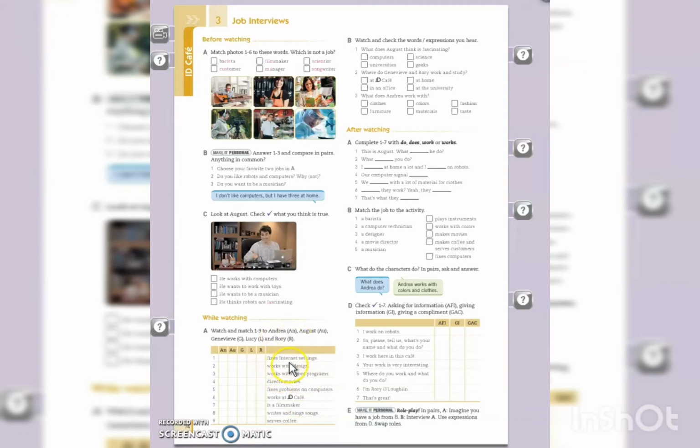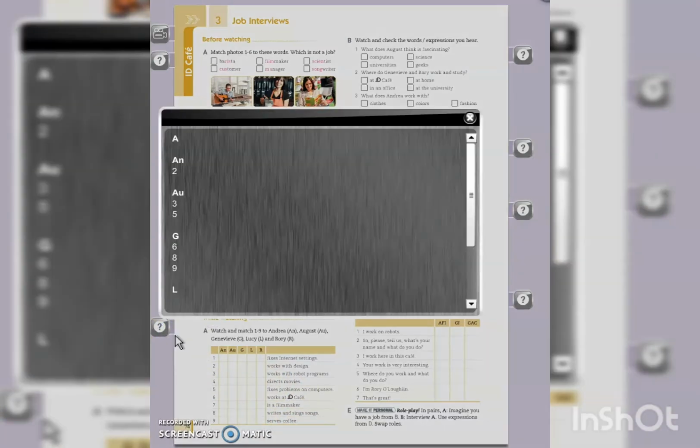The first one fixes internet settings, works with design, works with robot programs, directs movies, fixes problems on computers, works at ID Cafe, is a filmmaker, writes and sings songs, serves coffee. What do you think? I'm going to show you the correct options. So, here you have.